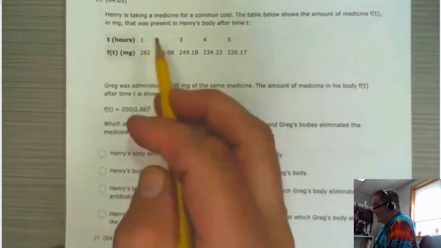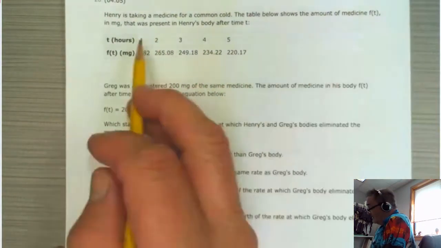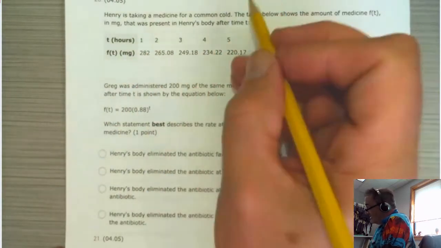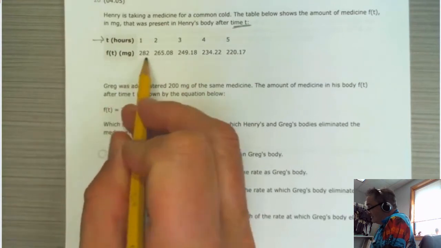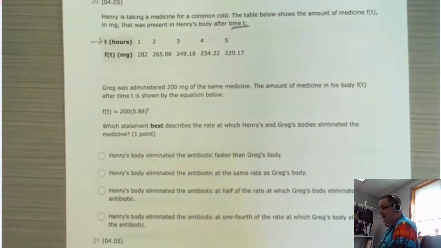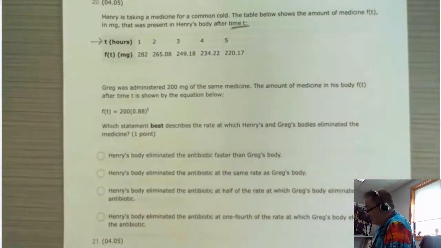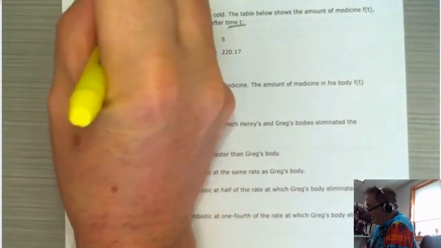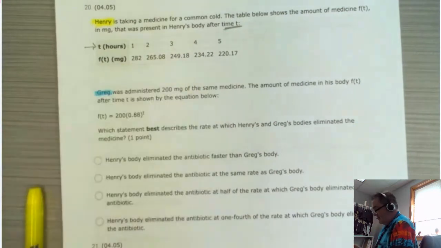All right, Henry's taking medicine for a common cold. The table below shows the amount of medicine that was present in his body after a certain amount of time, T. Time. So this is the amount that's in his body. After you take a pill, it slowly dissipates. That's why you got to take another pill later. So here's Henry up here. That's Henry's information, and Greg's information is down here.